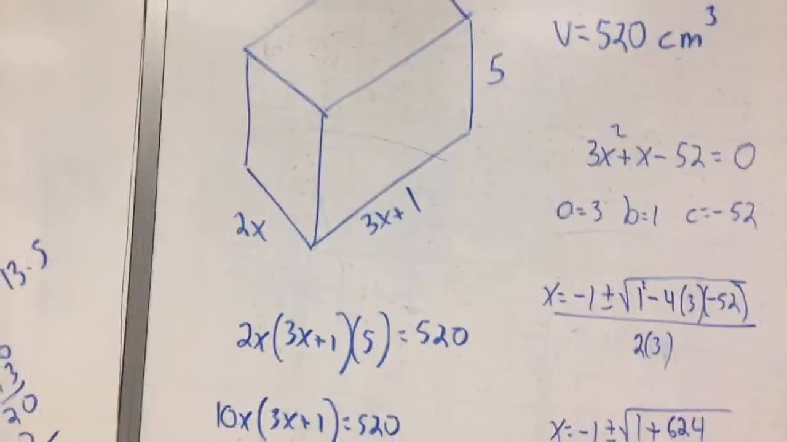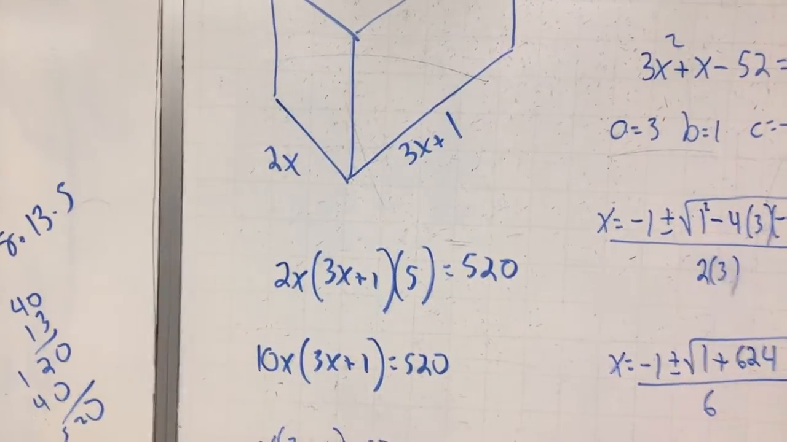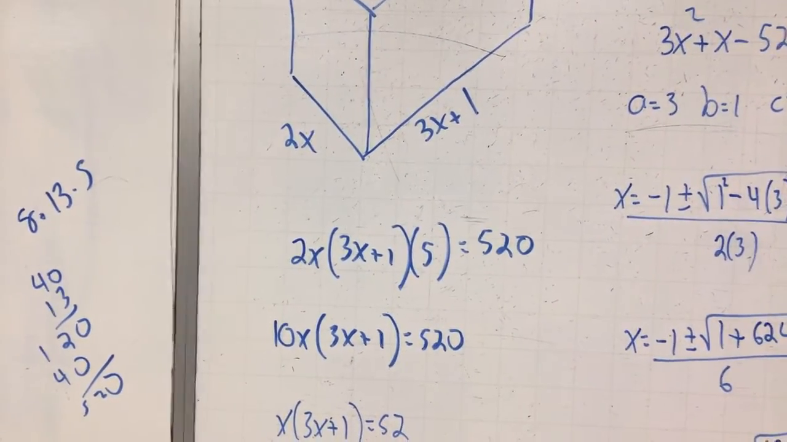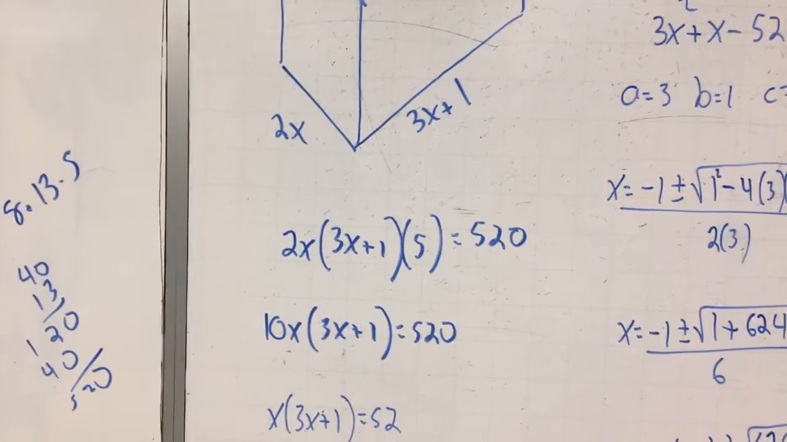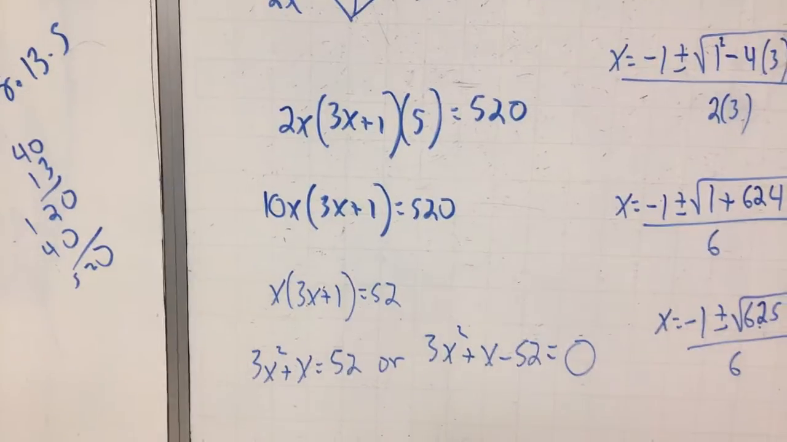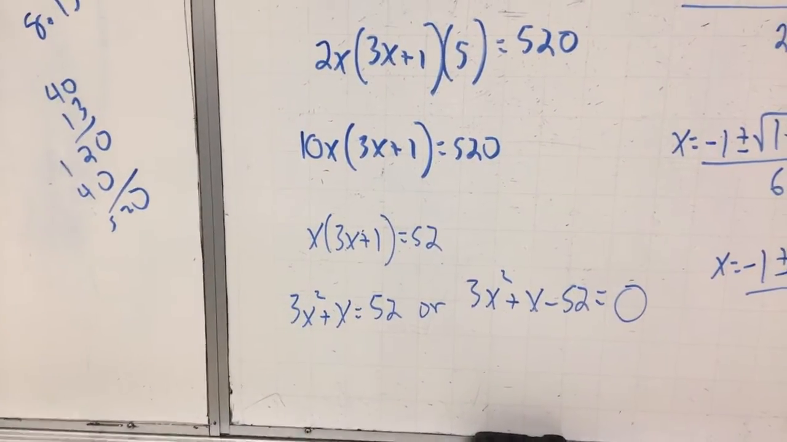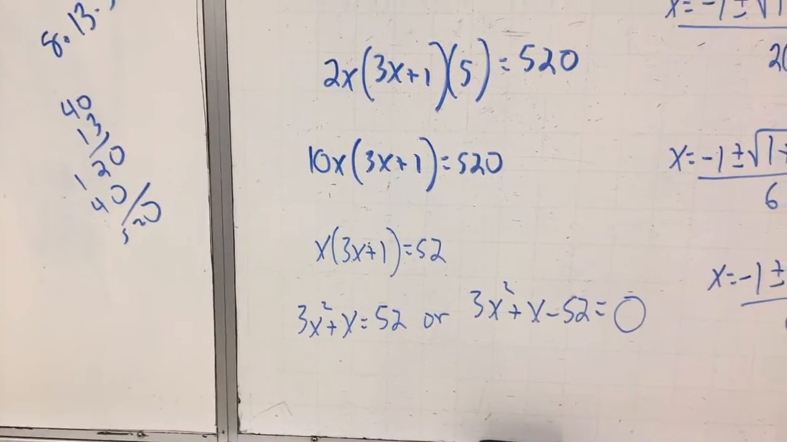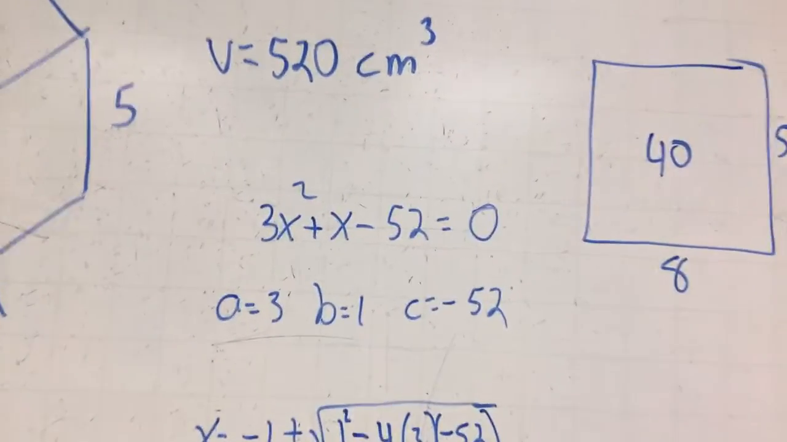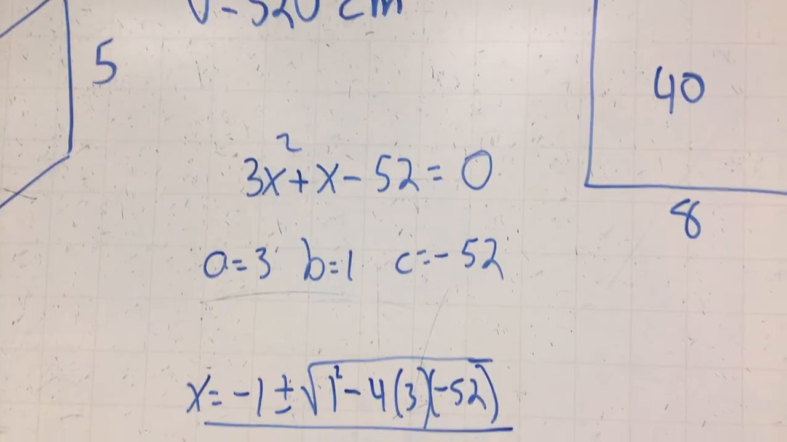Well, the volume is length times width times height. So there it is. Length times width times height is equal to the volume. Well, if you clean that up a little bit, 5 times 2x is 10x times 3x plus 1. Divide both sides by 10. Look at that. And then distribute. And then set it equal to 0. And you get 3x squared plus x minus 52 is equal to 0. Now, I'm pretty doggone sure I can factor that, but I'm not going to. I'm going to use the quadratic formula, where a is equal to 3, b is equal to 1, and c is equal to negative 52.